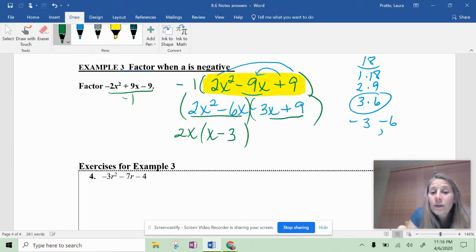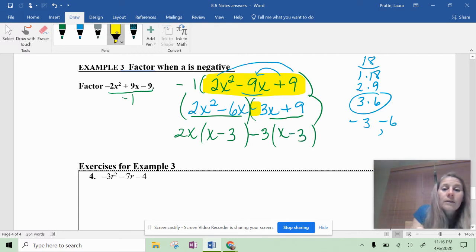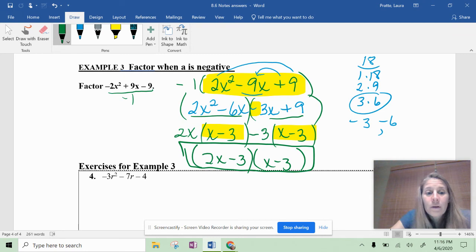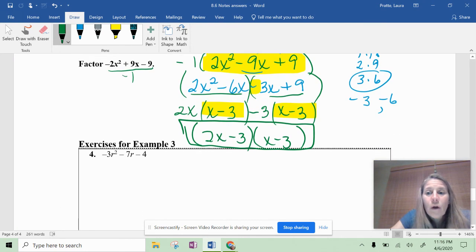Then on this side over here, I have that negative that's going to have to come out, right? But they're both divisible by 3, so it's -3. -3x divided by -3 is x. 9 divided by -3 is -3. Got the same thing in both parentheses, so we can write our final two factors, x minus 3, and then the 2x minus 3 for the second one. And there you go. So we got our last three problems here.